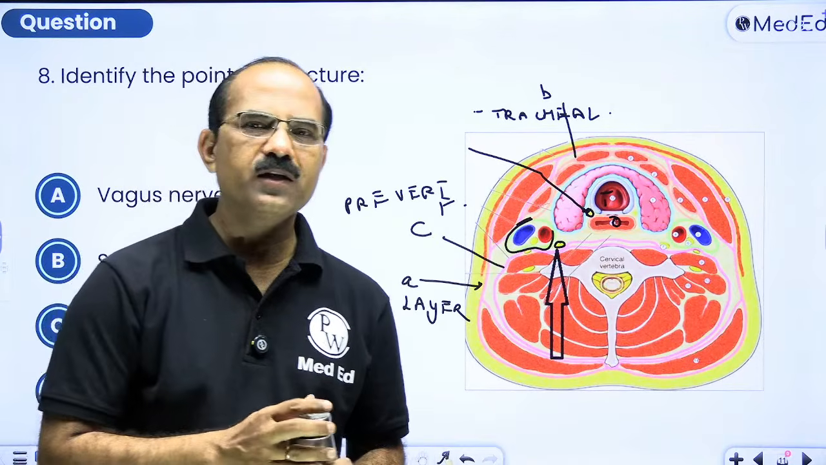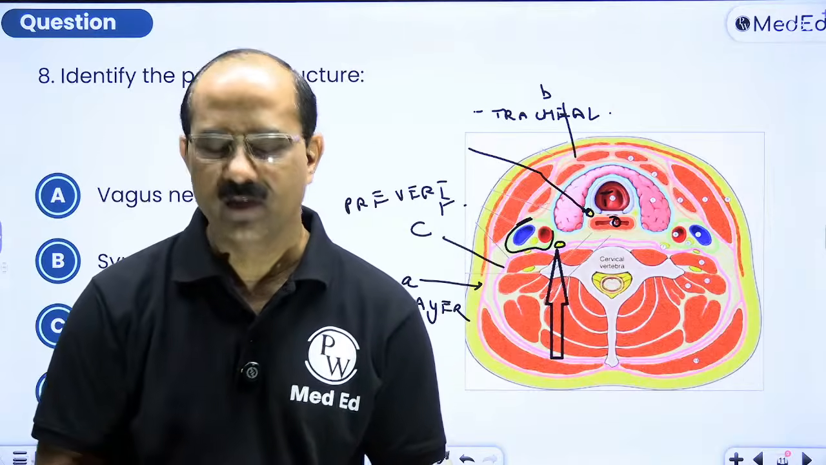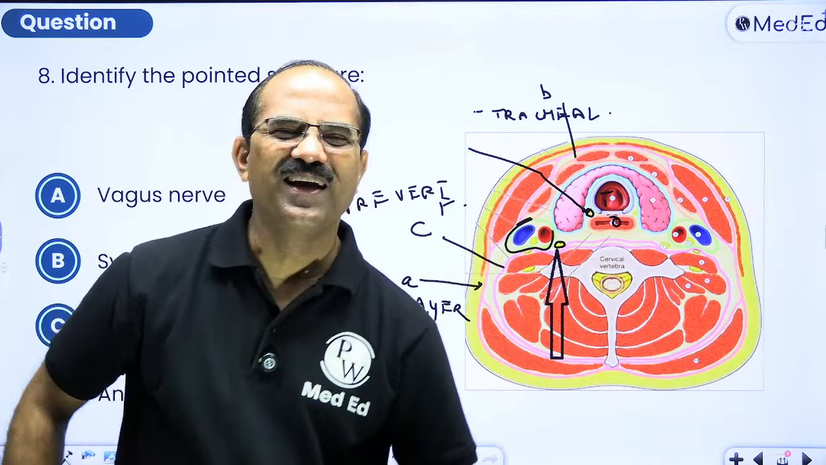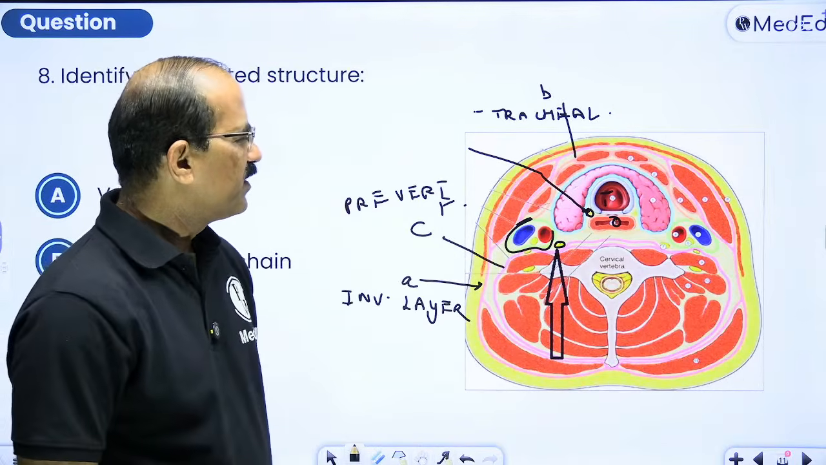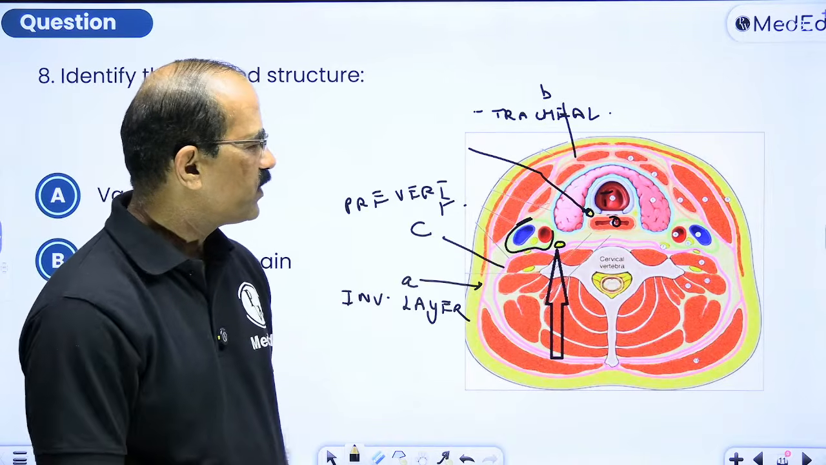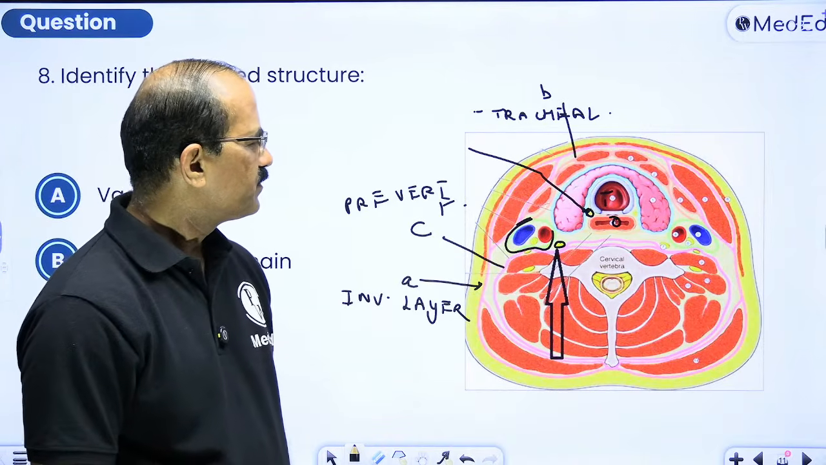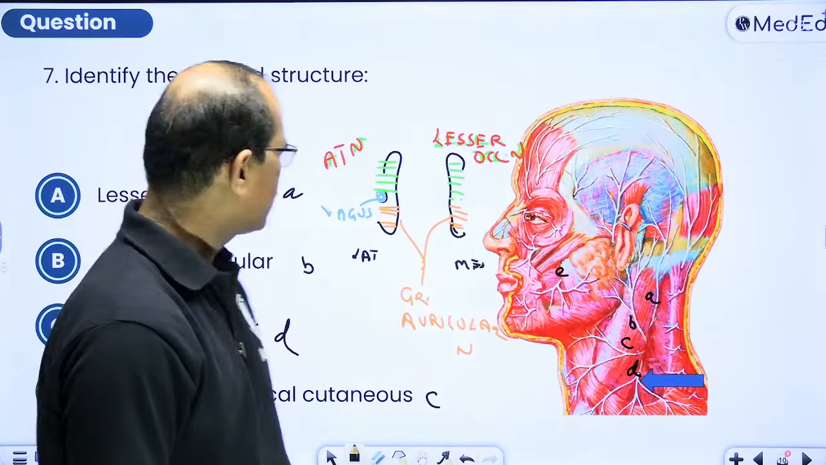Very good. Recurrent laryngeal nerve. Excellent. Yes, that's a recurrent laryngeal nerve. Right. Very nice. Perfect है बच्चों. Perfect है. चलो, तो what is the answer for this?